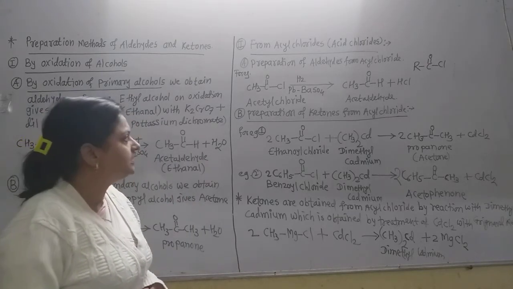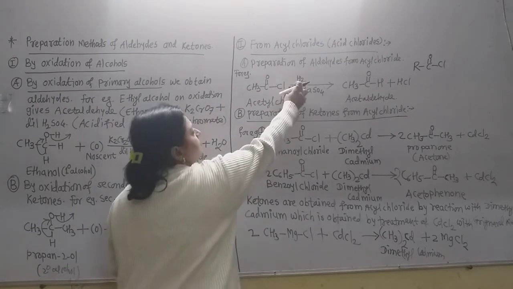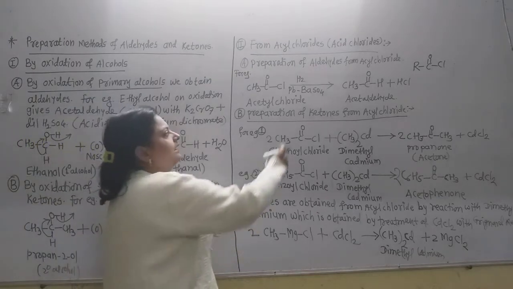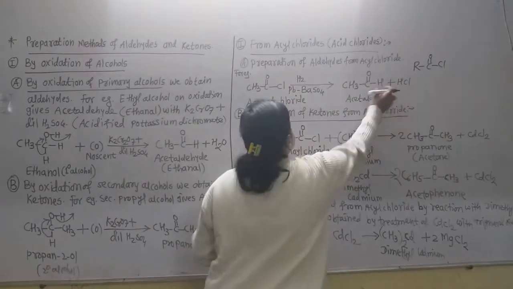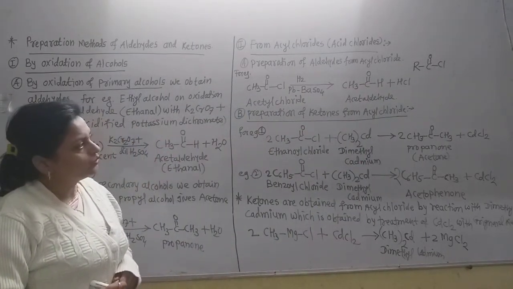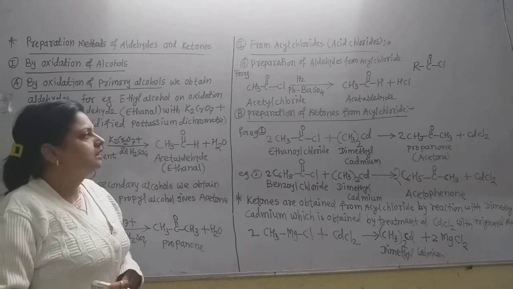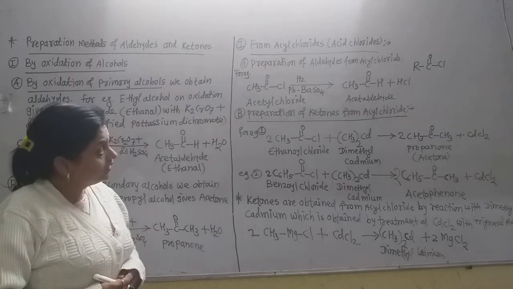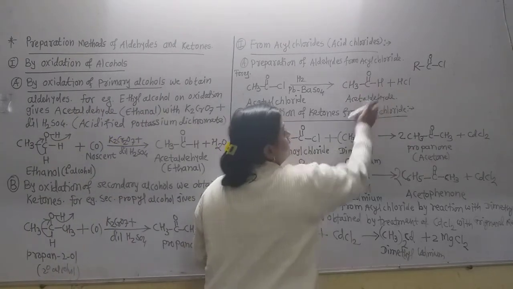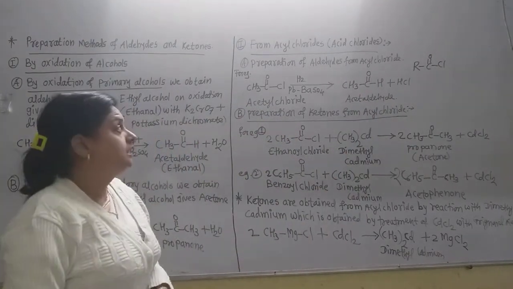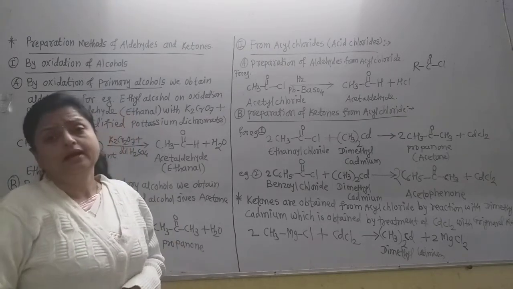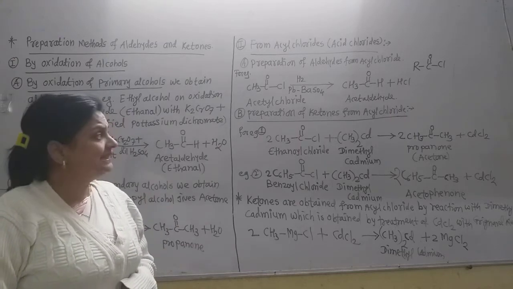Very simple reaction. This chlorine is replaced by one of the hydrogen atoms of the hydrogen molecule, and the remaining hydrogen atom and Cl form HCl. Here the chlorine is replaced by hydrogen. So acetaldehyde is formed. You can prepare any aldehyde by this method, because hydrogen is compulsorily there on the carbonyl carbon, so if we use any acyl chloride, the corresponding aldehyde is formed. This is acetaldehyde or ethanal.